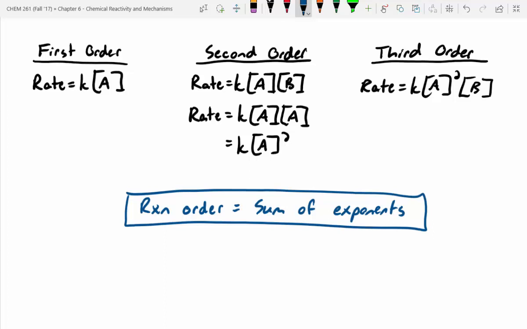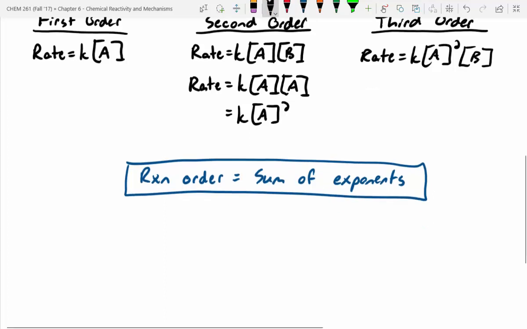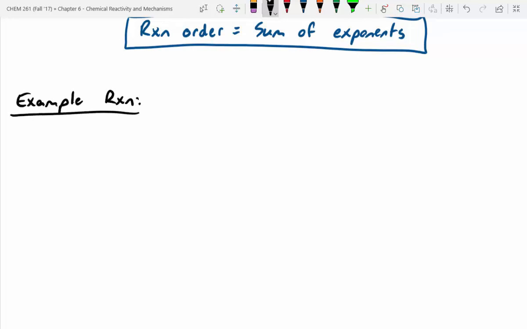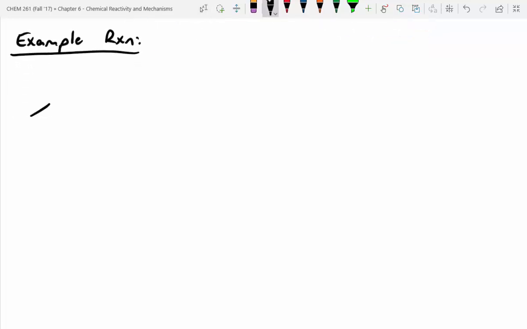So let's take a look at an example reaction, and I want you guys to help me determine whether or not it's first, second, or third order. All right, so for this example reaction, we've got this compound. It's an alkyl halide. You can even name it if you want.